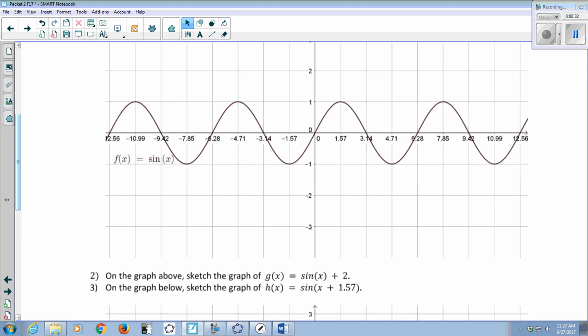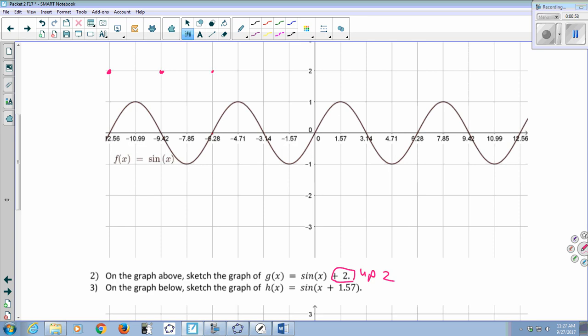So the thing that I have changed is not inside the parentheses. The x is not changed. So what I'm doing is changing the y. That plus 2 indicates up 2. I'm just going to pick some key points on this graph and move them all up 2 and then connect. So anything that's on the x-axis is going to go up 2.